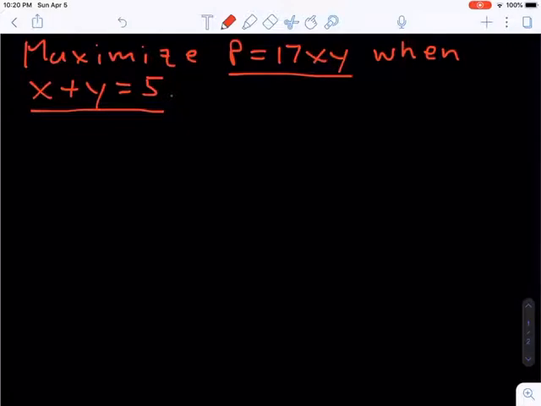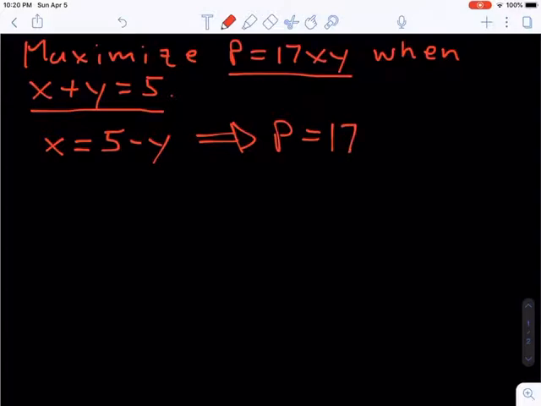To do that, we're going to use substitution. So we start with the constraint function, and we want to solve that for one of the two variables. So I'm going to solve it for x. So x will be equal to 5 minus y. What we then do is we take that and we substitute it into the objective function. We remove the x and we put in 5 minus y.